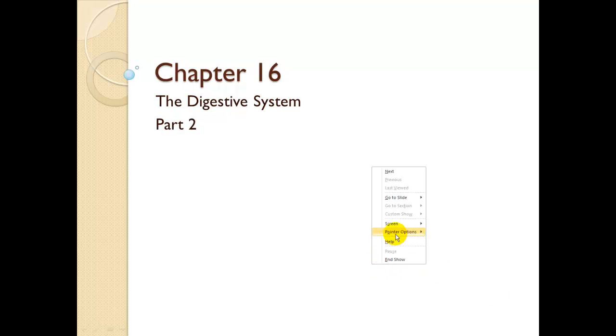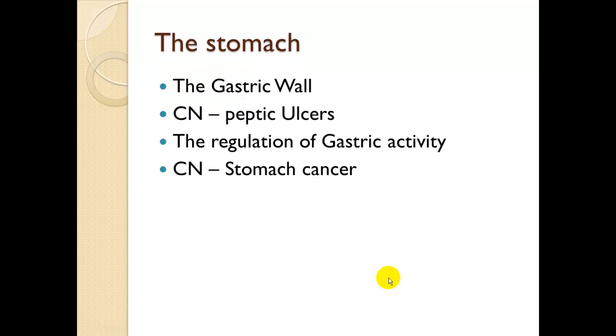Alright, this is going to be the Digestive System, Chapter 16, and this is going to be Part 2. We're going to talk about the stomach in this section: gastric walls, peptic ulcers, regulation of gastric activity, and stomach cancer.